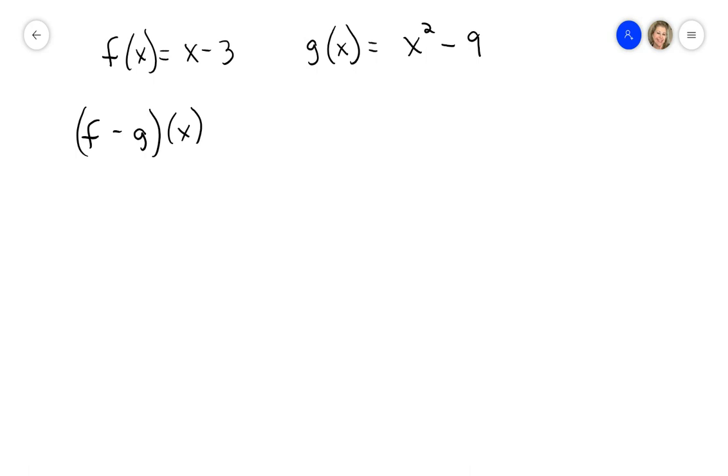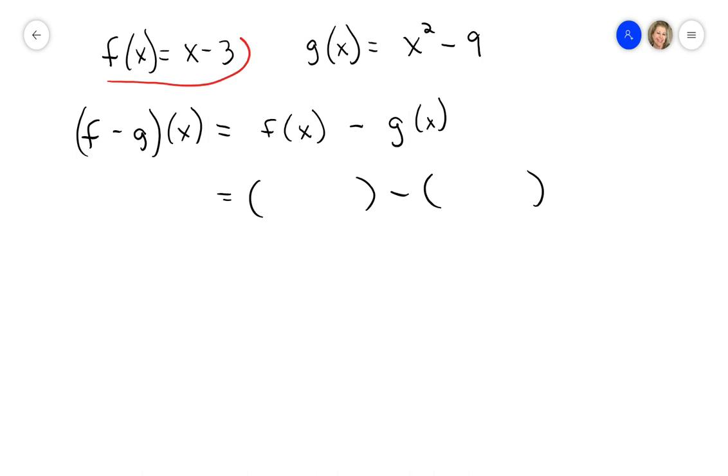Okay, for this problem, you're calculating f minus g of x, which is the same thing as saying f of x minus g of x, okay? Now, f of x is x minus 3, so I'll put that here. G of x is x squared minus 9. So I put that there.